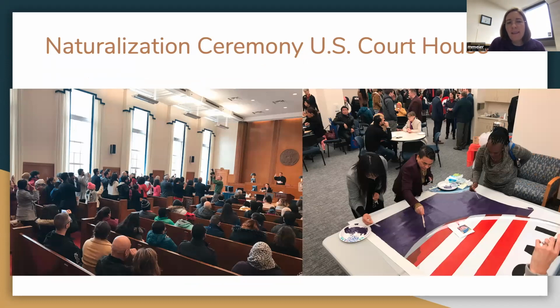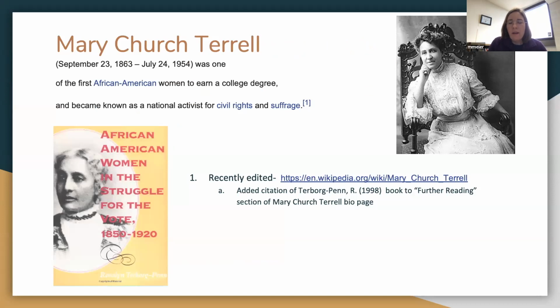And so I'd like to talk with you about the context of this project and how we can locate information about suffrage and about the figures, the biographical figures, who are part of the story of women's suffrage and women's right to vote. So one of the portraits that the artists in our group identified as being important to include in the mural was Mary Church Terrell. And Wikipedia identifies Mary Church Terrell as one of the first African-American women to earn a college degree, and someone who became known as a national activist for civil rights and suffrage.